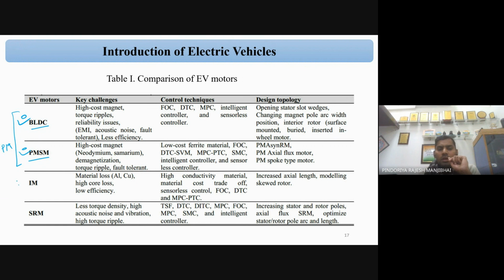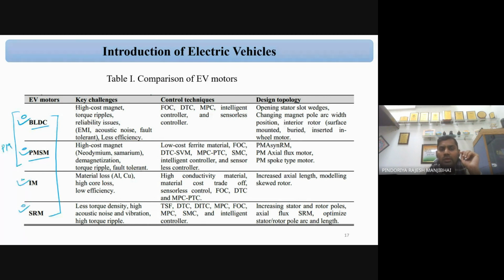Third motor, that is the induction motor. We know very well about the induction motor. And the fourth one, that is a special electrical motor, the switched reluctance motor. I think Barrister already covered this topic, controlling of the SRM motor. So nowadays we use this whole set of motors in the electric vehicle.